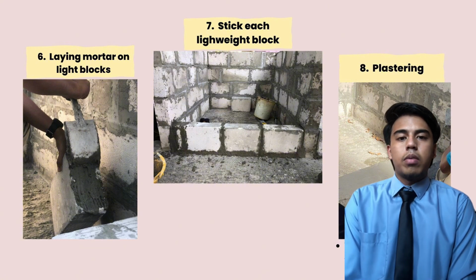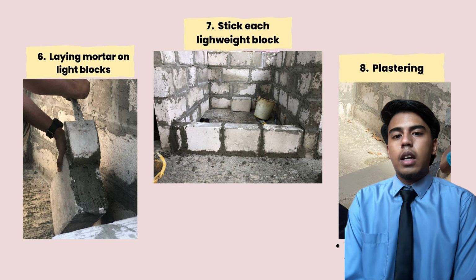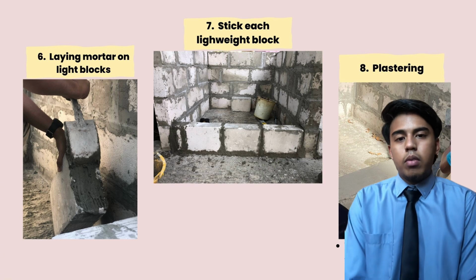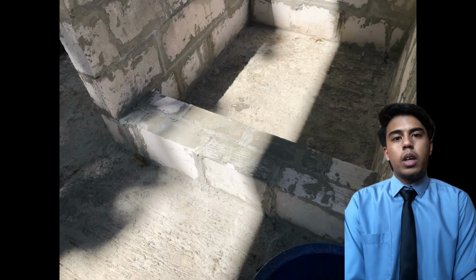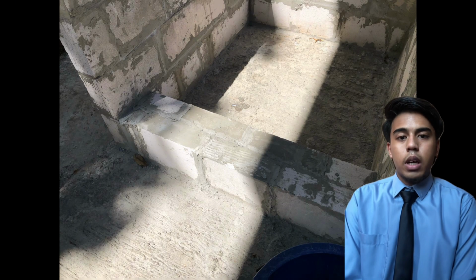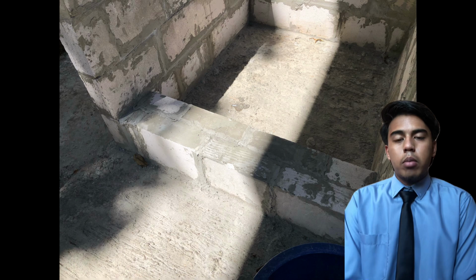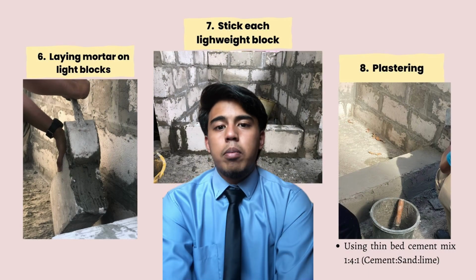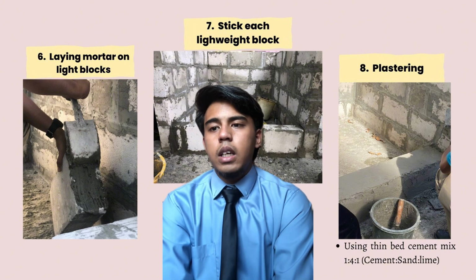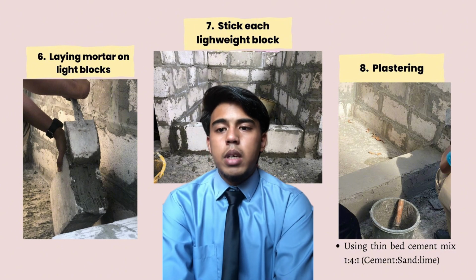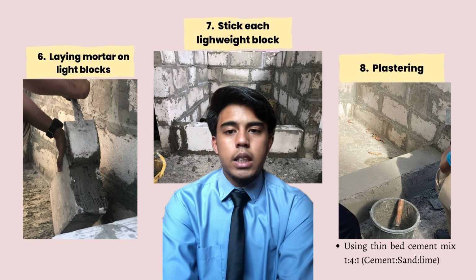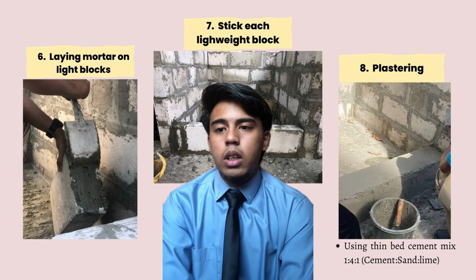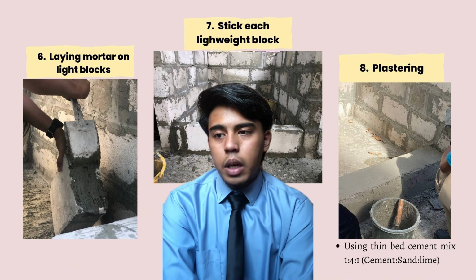And we are done for the first row, and then repeat procedures 1 until 7 for the second row, because we do 2 rows of arrangement of lightweight block. Last is plastering. Plastering using thin bed cement, mix ratio 1:1, that is cement sand lime, and after that put a little bit of water on the block surface to make it wet.